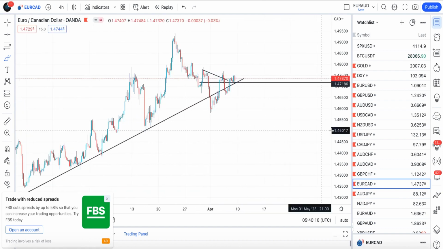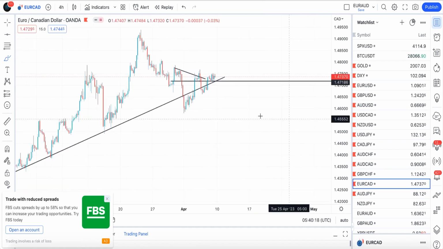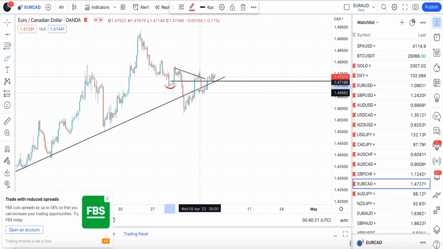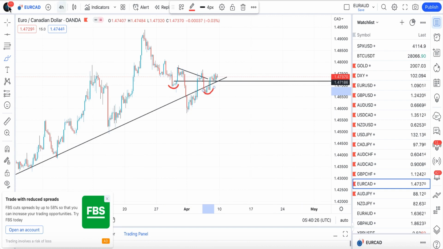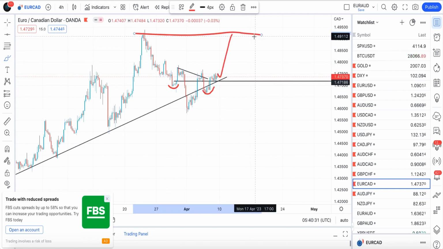So the next one I want to check is Euro Canadian dollar. Checking out the Euro Canadian dollar, you can see that we have the formation of a head and shoulders at this particular area, which is in respect to the option. So now we should see a move to the high here, right there. So this is our safe zone right here.